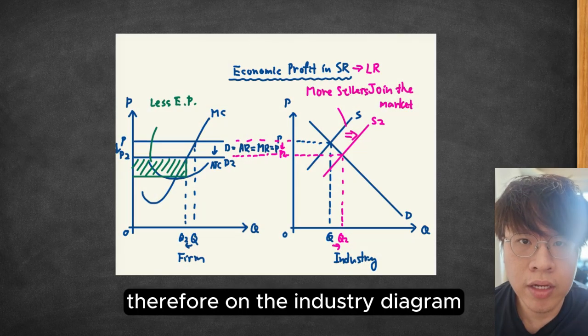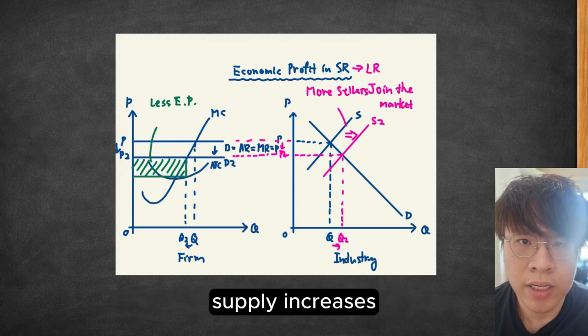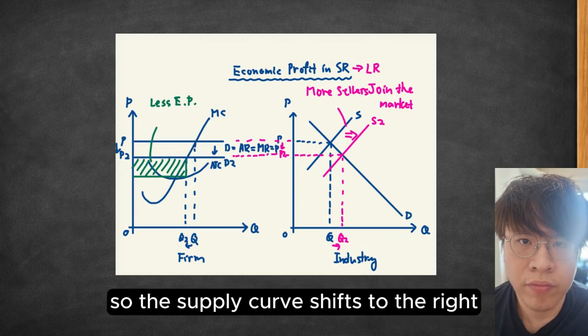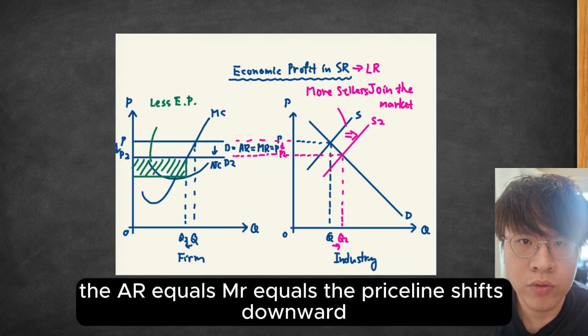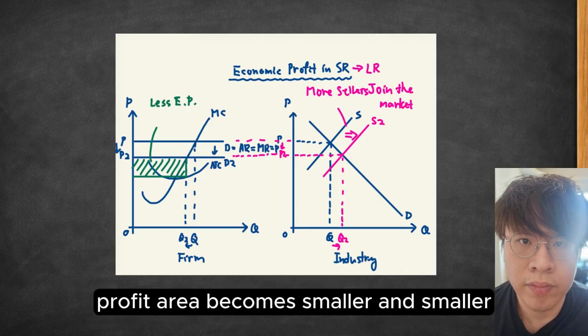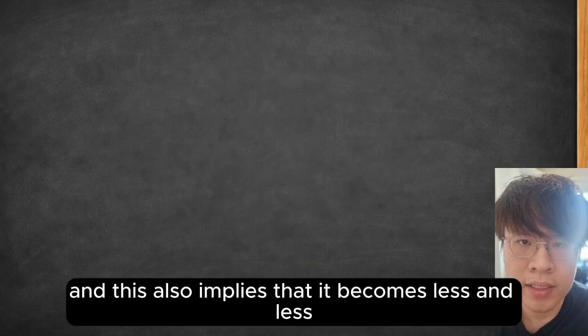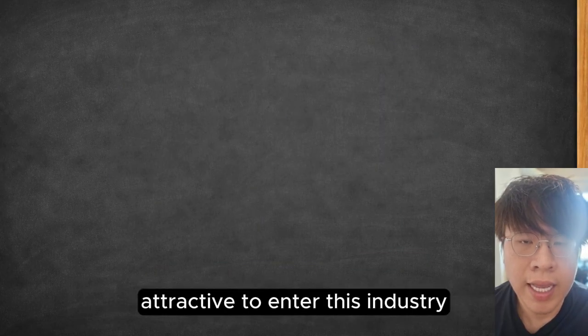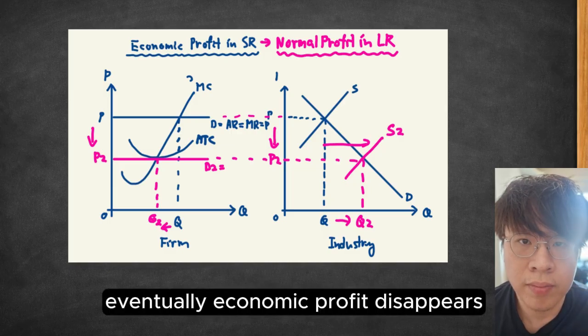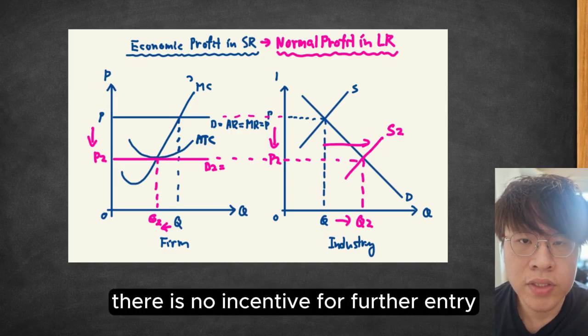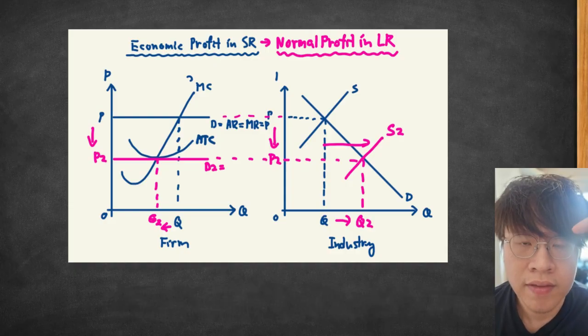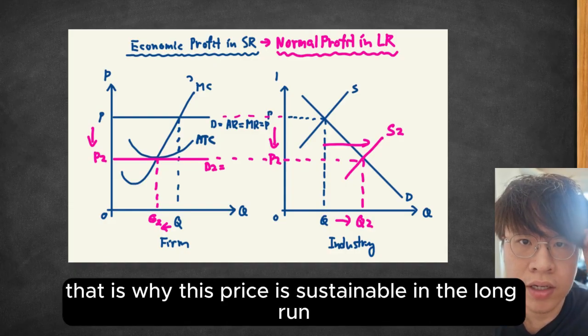Therefore, on the industry diagram, as more firms enter, market supply increases, so the supply curve shifts to the right. As supply increases, the market price will fall. Back on the firm diagram, since firms are price takers, the AR equals MR equals the price line shifts downward. The profit area becomes smaller and smaller, and this also implies that it becomes less and less attractive to enter this industry. As firms continue to enter, eventually economic profit disappears, and firms earn only normal profit. Once this happens, there is no incentive for further entry. That is why this price is sustainable in the long run.